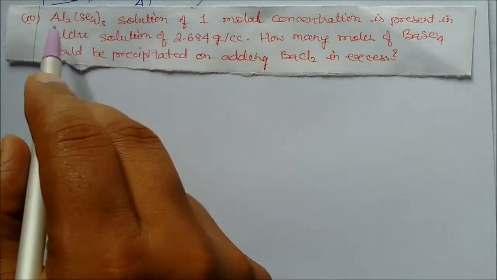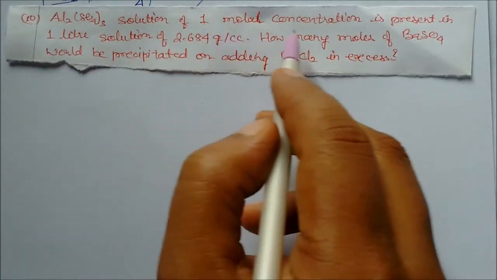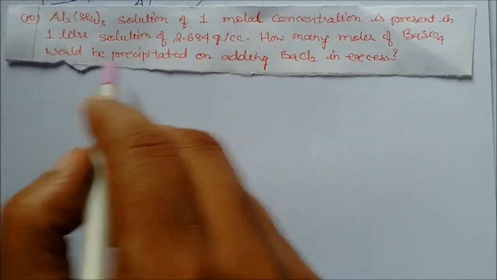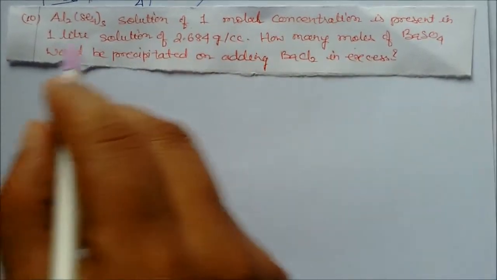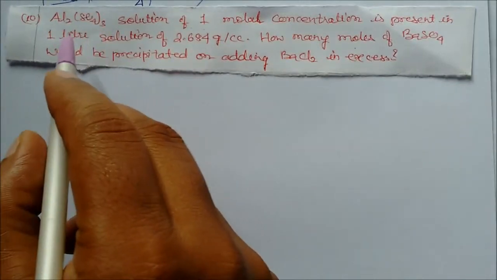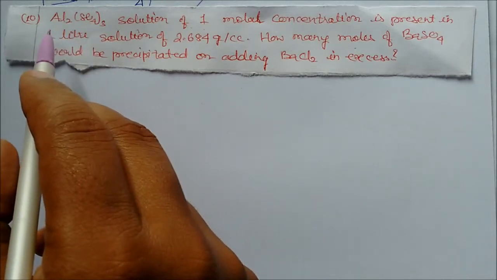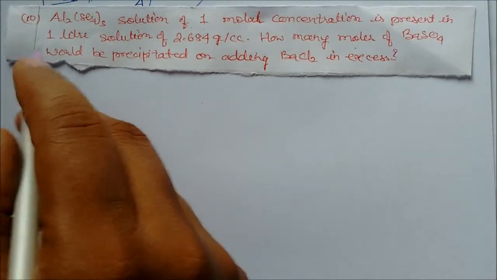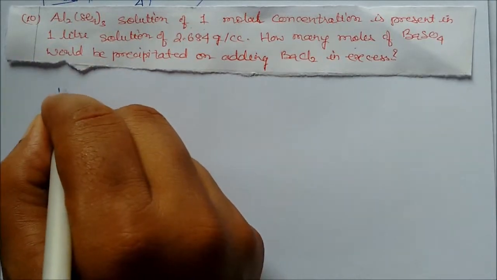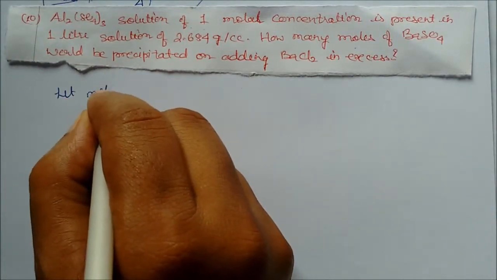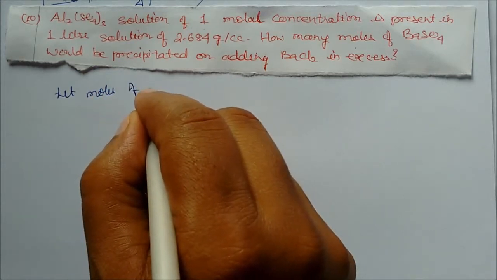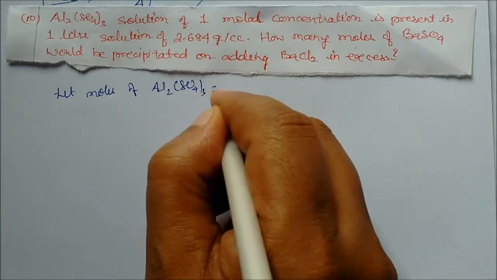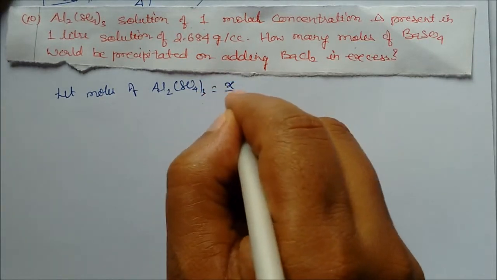Okay, and this is a solution of aluminum sulfate given as 1 molar concentration, means 1 mole in 1 liter, whose density is also given. So to find the molarity, first we have to find what is the weight of this, how many moles of aluminum sulfate are there. This we need to find out. What is the moles of aluminum sulfate? So let's take moles of aluminum sulfate, Al2(SO4)3, as x mole.